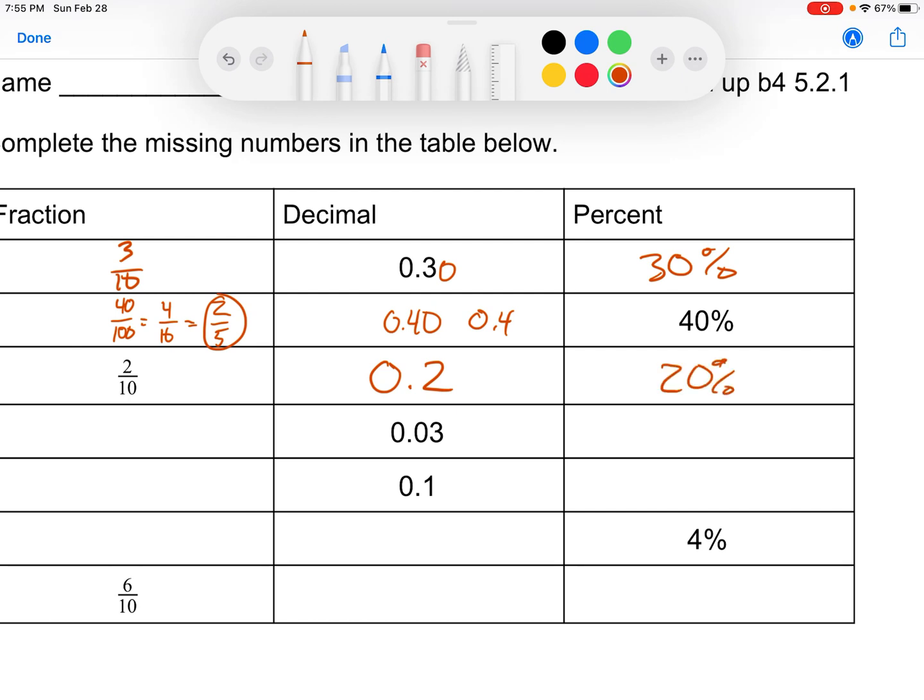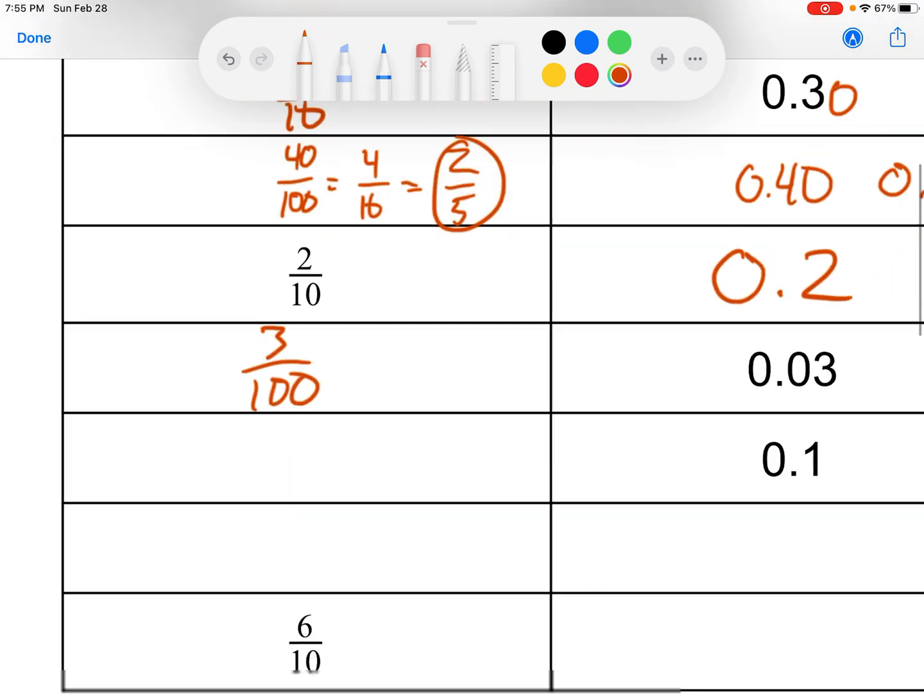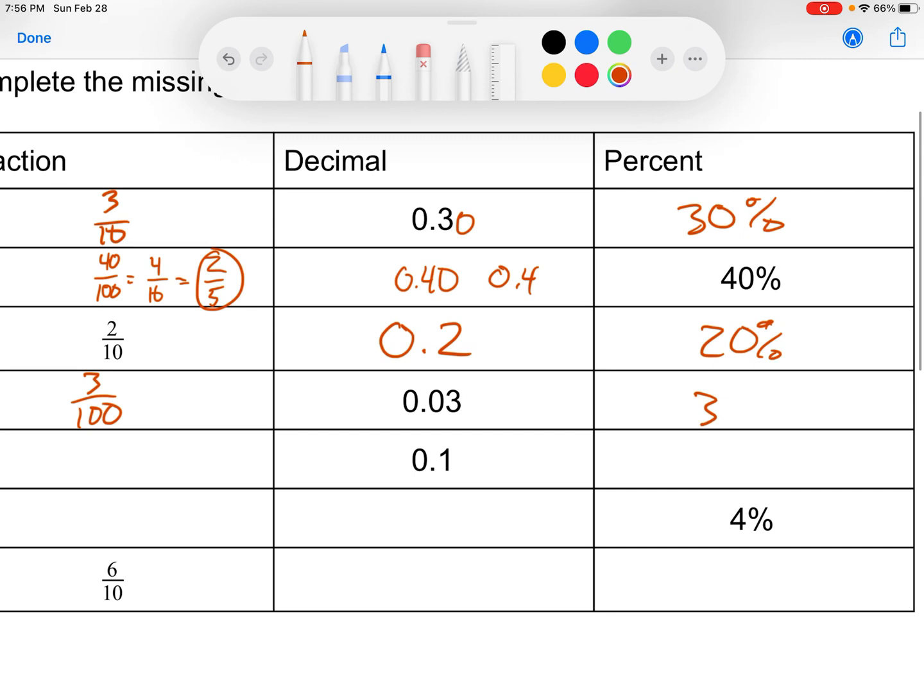If I'm looking at the next one, the decimal is 0.03, and that is in the hundredths place, so that means we will have 3 hundredths, and the percent will be 3%. Decimal is 0.1, so that would be 10%, and 1/10. And 4% would be 0.04, and 4 hundredths.